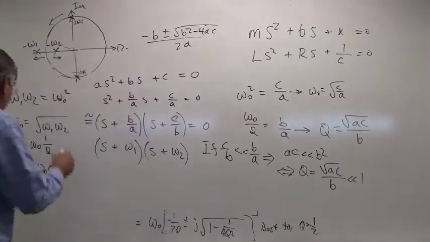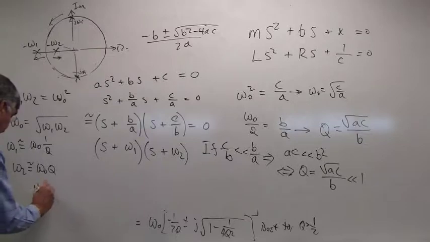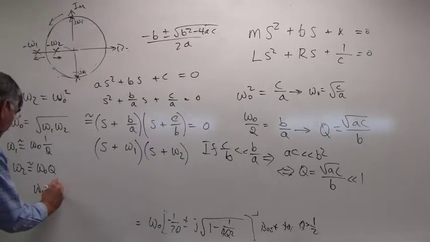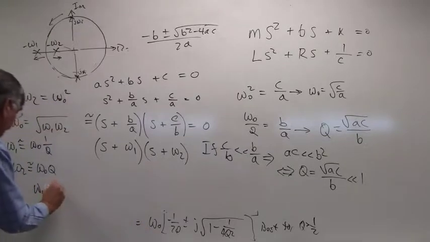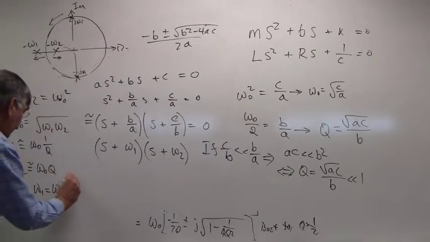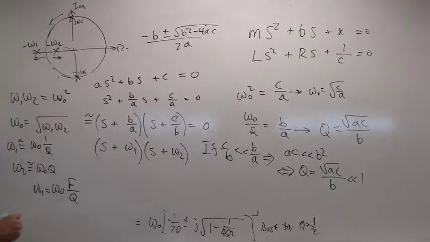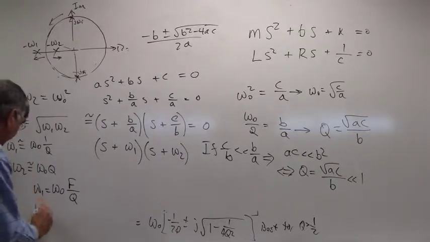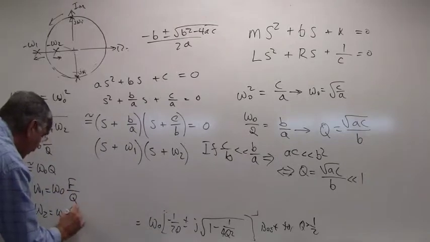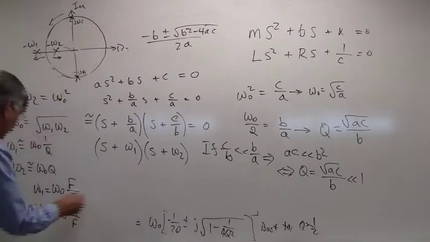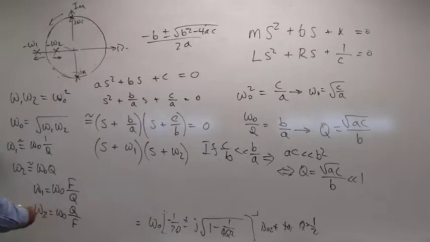All right, so here's the actual truth. You can show easily that omega naught times 1 over Q, we can write it as some kind of f over Q. I'll define f in a minute. And omega 2 is equal to omega naught, and it's the inverse of this function, so it's Q over f. The product of these two things is still omega naught, right? So this formula is still done.